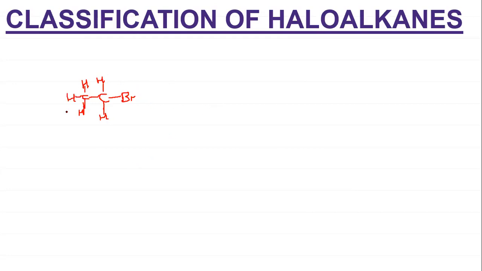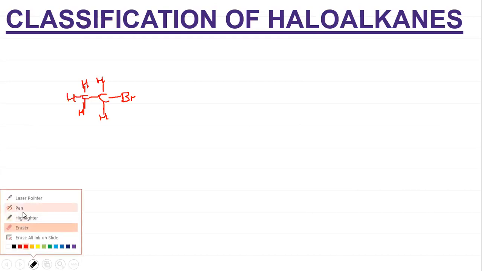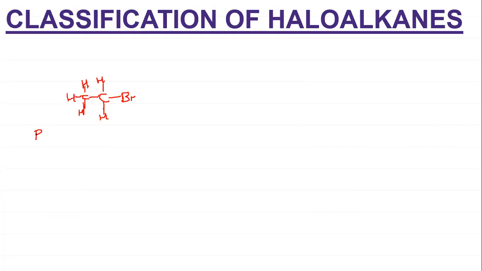Now, when we look at this Br, when we look at this haloalkane, why is it a haloalkane? Firstly, because it is an alkane with a halogen bonded to it. Then we classify this haloalkane as a primary. Okay, my handwriting today, it's not so nice. Right. This one, we call it a primary. It's a primary haloalkane.